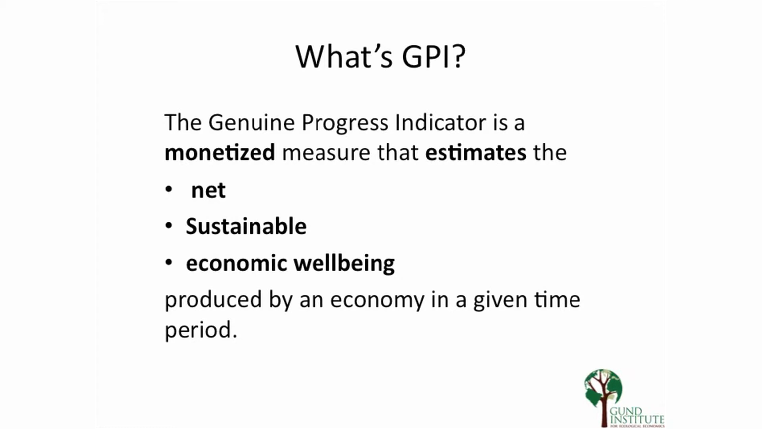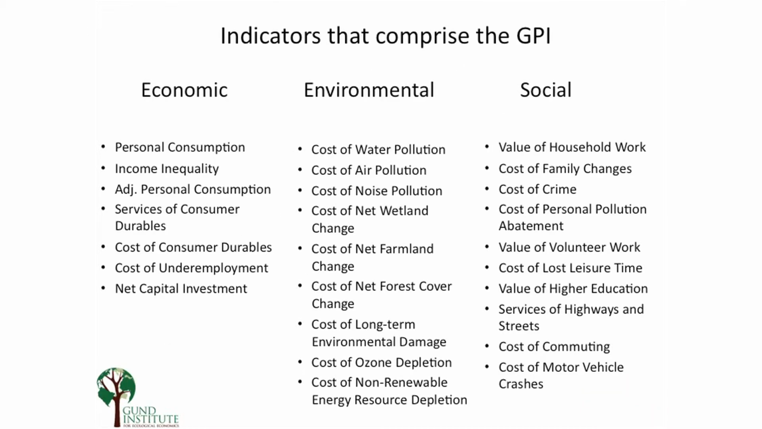It ends up being an estimate of a monetized measure of net sustainable economic well-being. How does it do that? It takes a basic figure for gross state product and adjusts it with 26 different adjustments, beginning with income inequality, running through a whole bunch of environmental costs, which is why it's an approximation of sustainable well-being, and also some social costs and benefits, including the value of volunteer work, value of household work, and you'll notice in here, over on the left column, it counts the ongoing services of the stuff we already own, which GDP doesn't.